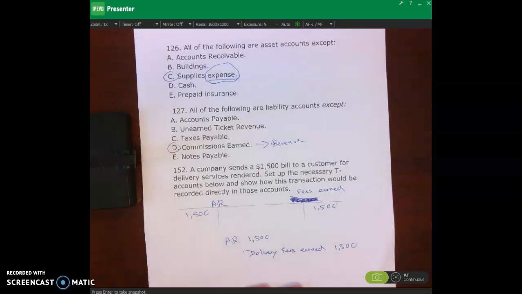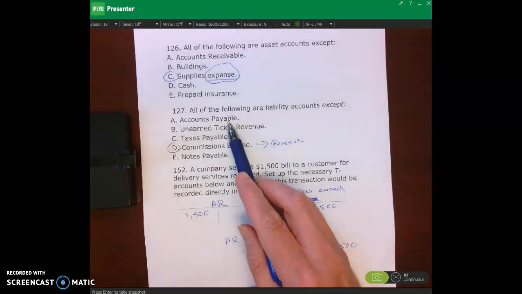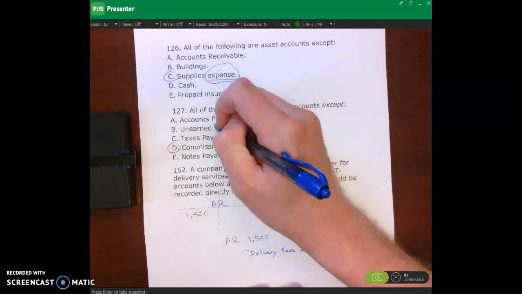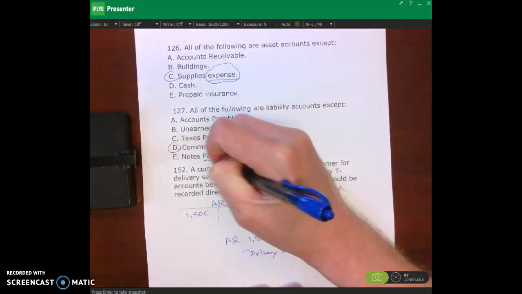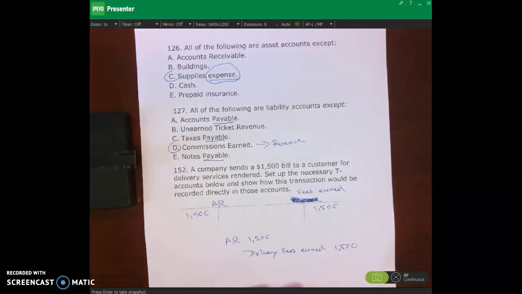All the following are liabilities except accounts payable is a liability. Anything that says payable means liability. Unearned ticket revenue, remember that's when we get paid up front. That is a liability.